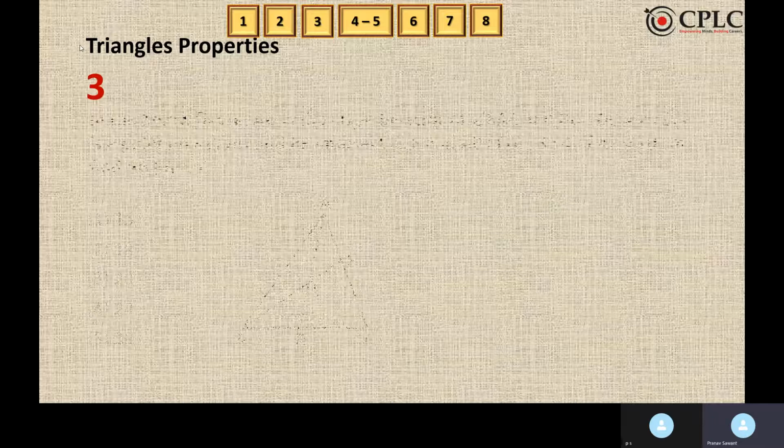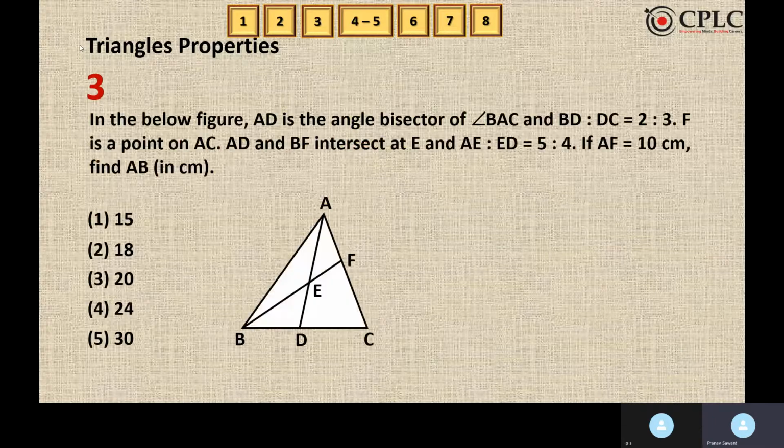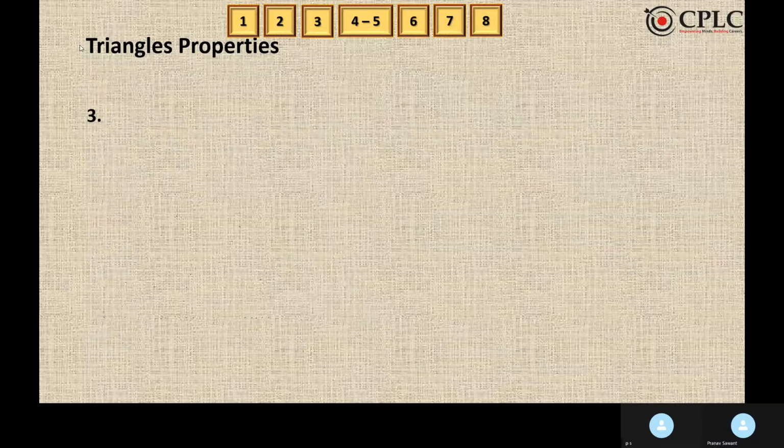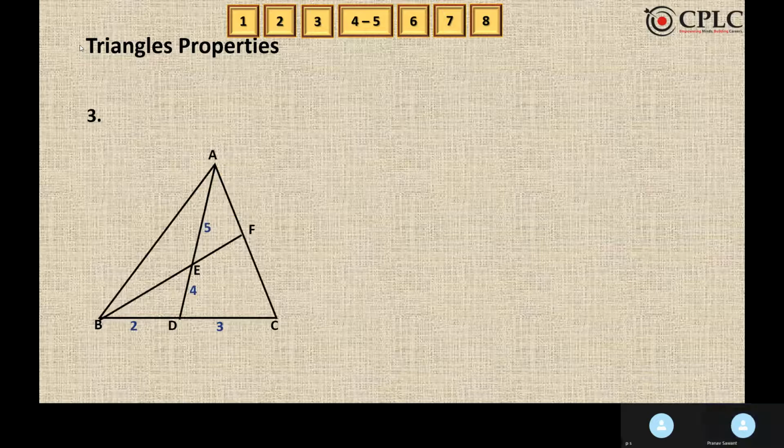In the below figure, AD is the angle bisector of angle BAC and BD is to DC is equal to 2 is to 3. F is a point on AC. AD and BF intersect at E and AE is to ED is equal to 5 is to 4. If AF is equal to 10 centimeters, find AB in centimeters. Now, we have the values. So let's substitute the values that we have.